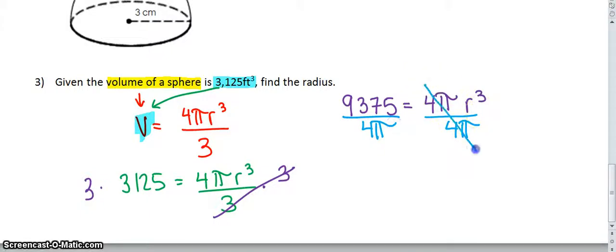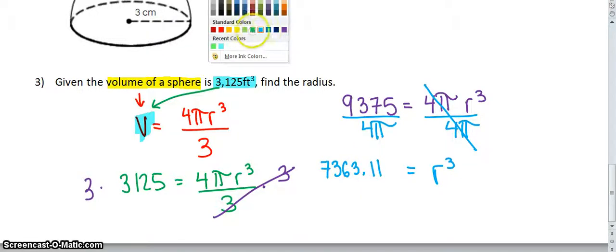Okay. If I divide by 4 pi, division and multiplication undo each other, so nothing will be left here except the r cubed. Now this I have to plug in my calculator, so I'm just going to hit 9,375 divided by 4, and I'm going to do 4 times my pi key. And in your calculator, you should get 7,363.11 if I round.